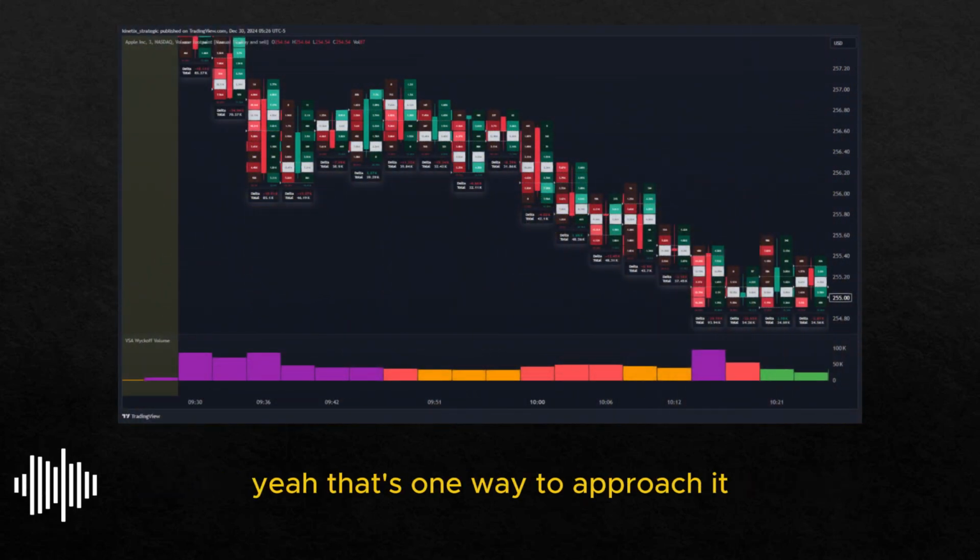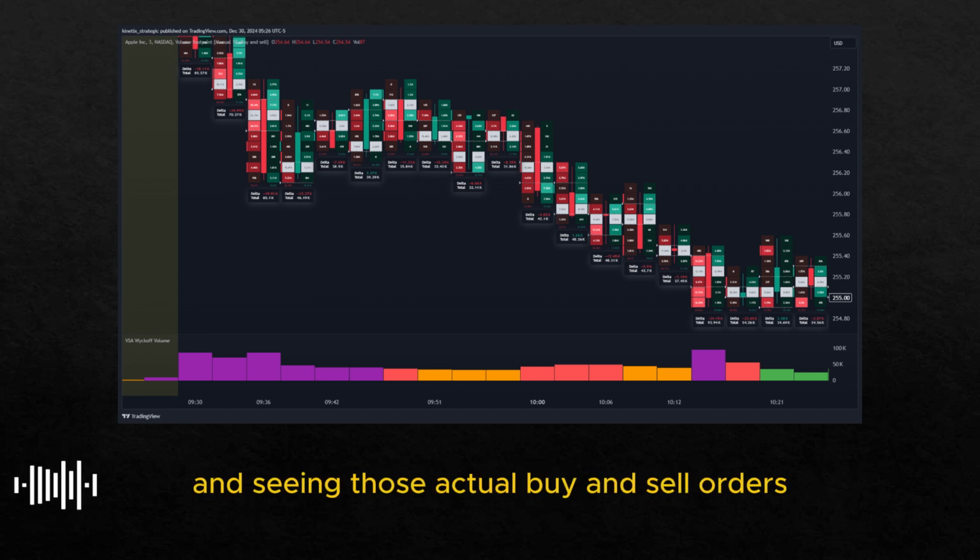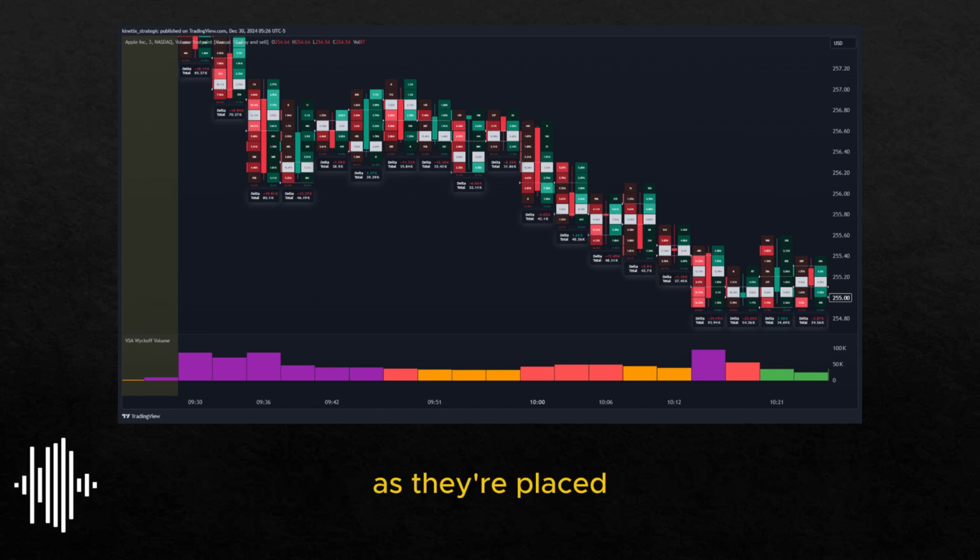It's a valid question. And the book does hint at some of the challenges. For example, the volume that we see on exchanges might not be the true volume. Oh, really? Why not? Well, a lot of trading now happens off exchange in those dark pools. So it can be harder to really gauge supply and demand. So the data we're seeing might be skewed. How do we adapt Wyckoff to this new reality? I know the book mentioned using some modern tools like order flow. Order flow, yeah, that's one way to approach it. Order flow is kind of like looking behind the scenes and seeing those actual buy and sell orders as they're placed.